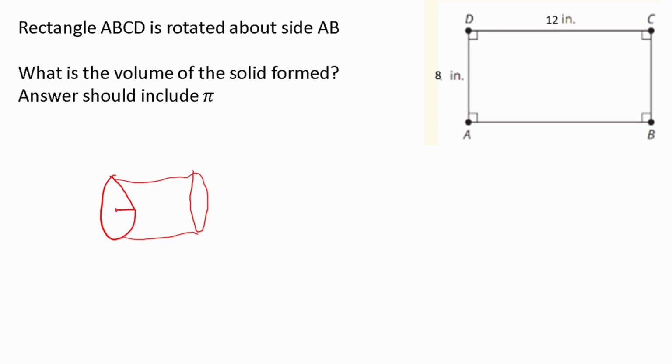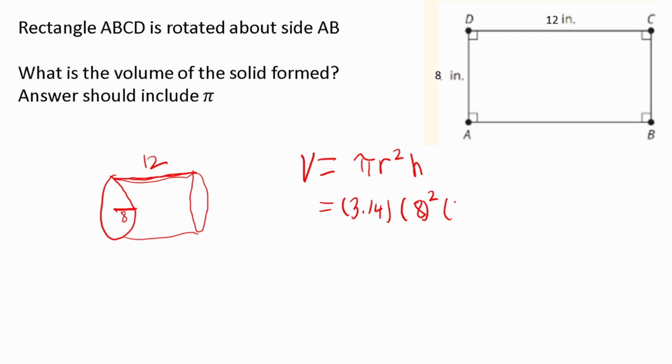We know that the radius of this is technically going to be that AD right here. So it's going to be 8 inches. The distance here, or the height of this cylinder, is going to be the AB distance or DC distance, same thing, which is 12 inches. So now we have to find the volume of this. And our volume formula for a cylinder is pi r squared times the height. We know for pi, we can substitute that out for 3.14. My r is going to be that 8 squared, and then my height is 12.